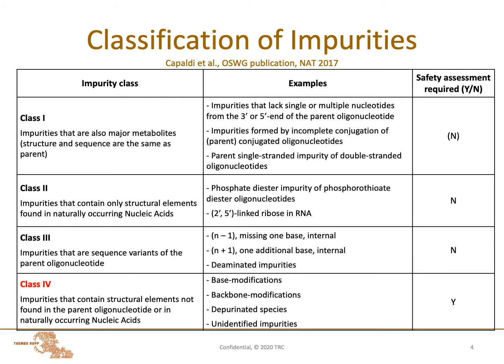And then we come to the critical impurities. That's class 4. These are impurities that contain structural elements which are not found in the parent compound or in natural occurring nucleic acids. These are process-related impurities, mainly process-related impurities or raw material-induced impurities. And these are base modifications, backbone modifications, depurinated species, for example, and unidentifiable impurities. These require safety assessment if they are above the set threshold for impurities.